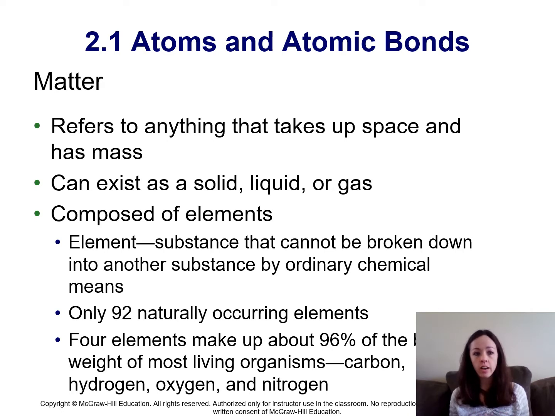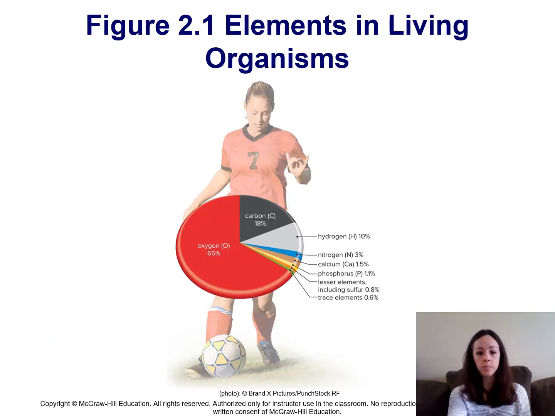But just know that all living things are going to contain carbon, hydrogen, nitrogen, and oxygen. About 96% of most plants and animals are going to be made up of these four elements. In the human body, oxygen makes up about 65%, carbon makes up about 18%, hydrogen makes up about 10%, and nitrogen makes up about 3%. Calcium and phosphorus make up about 1%, and then the rest of the body is made up of trace elements.